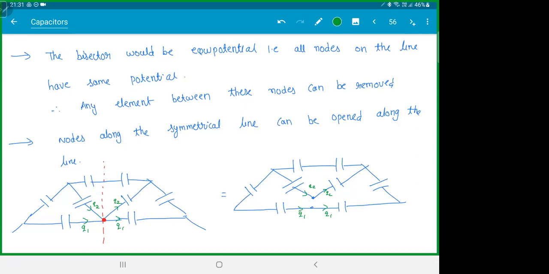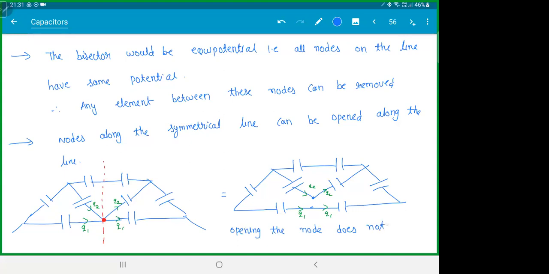Now, if I open this, doesn't this look easy to solve now? Series parallel? Dekho na, these two became series. These two series, this is parallel, series and parallel. Are you getting this? So opening the node won't affect the charge distribution. Opening the node does not affect the charge flow.